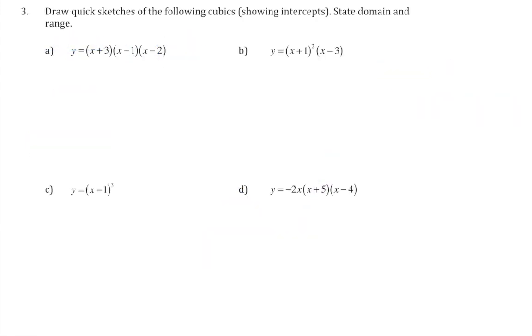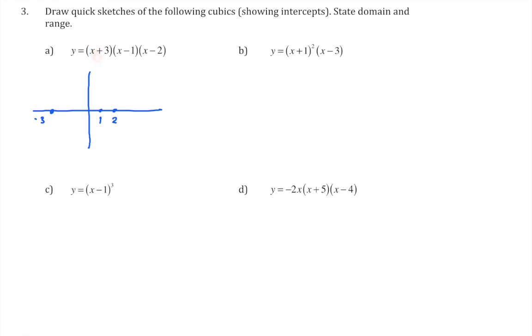So let's do some really quick sketches of some cubics. And we've got to state the domain and the range for these ones. Now, the idea is to do a quick sketch. So for this one, I can tell if I set y equal to 0 to find the x-intercepts, they're at -3, +1, and +2. So I'm just going to go -3, 1, 2.